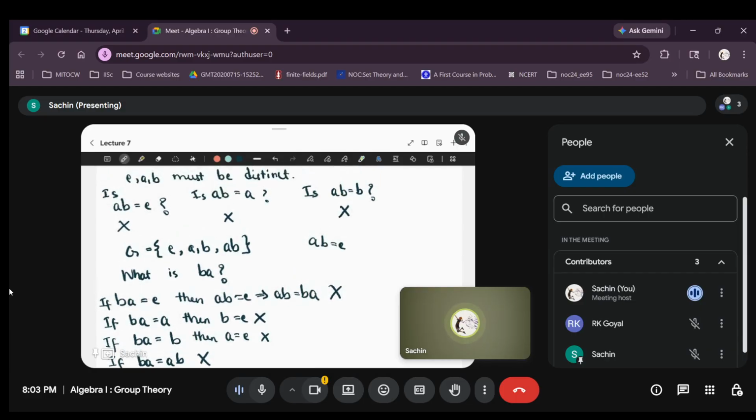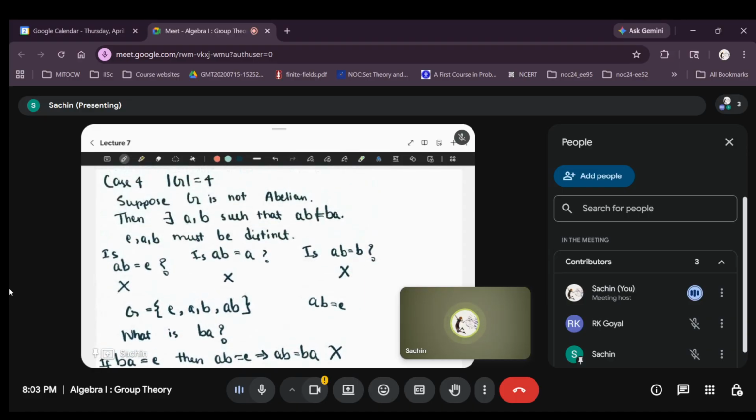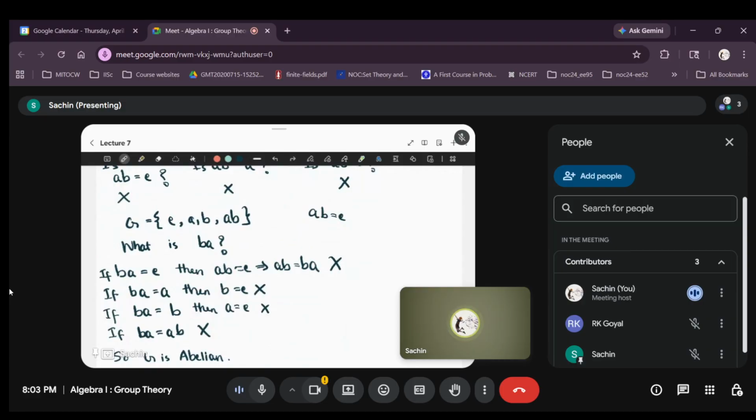The reason AB was not equal to E earlier was because we had assumed that AB is not equal to BA. But now we are saying that the group is abelian, so AB is equal to BA for any A and B. So it is possible that AB is equal to E. In that case, you will have E, A, B, and C is some other element, with AB equal to E. That is, A and B are inverses of each other.